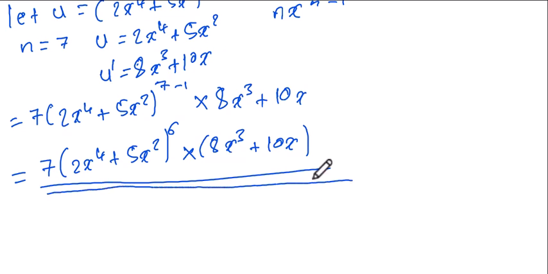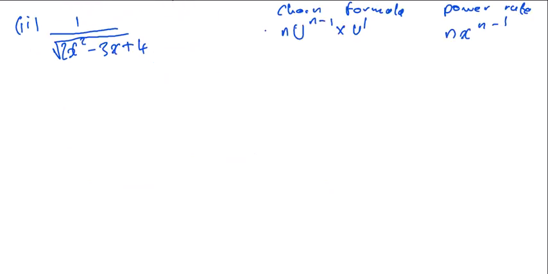So we'll look at the second question now. Alright, so we are asked to differentiate this function with respect to x using the chain rule. Okay, so we are using the what? The chain rule. So we have 1 over the square root of 2x squared minus 3x plus 4. So in this particular scenario, what are we going to do?